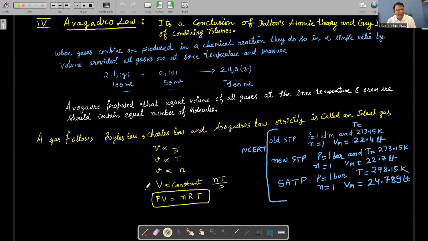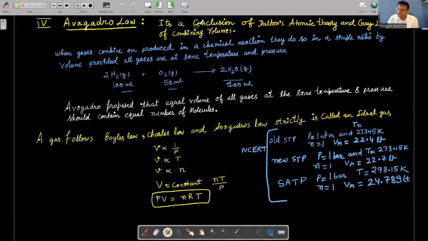The fourth law is Avogadro's law. Everyone knows about the Avogadro number, but this is Avogadro's law, not the number. According to Avogadro's law, under the same condition of temperature and pressure, the volume of a gas is directly proportional to the number of moles of the gas, or we can say equal volumes of two different gases contain an equal number of molecules. This Avogadro's law is derived from Dalton's law.